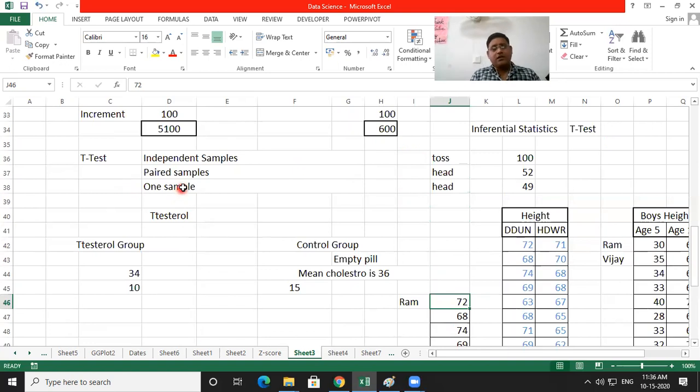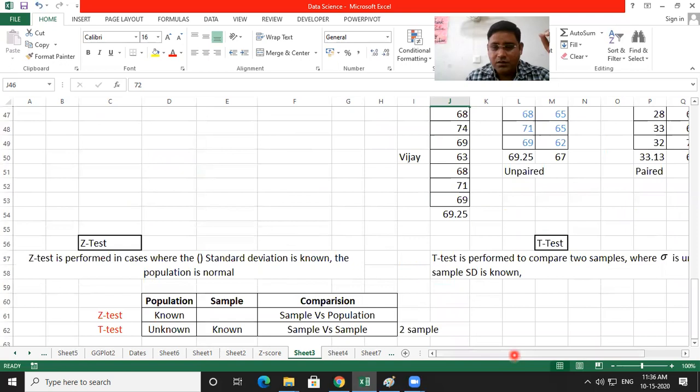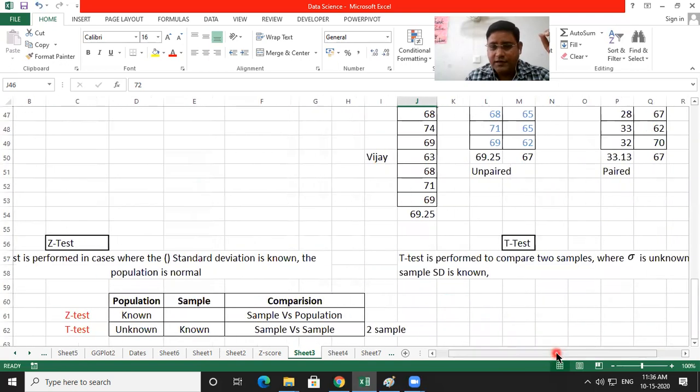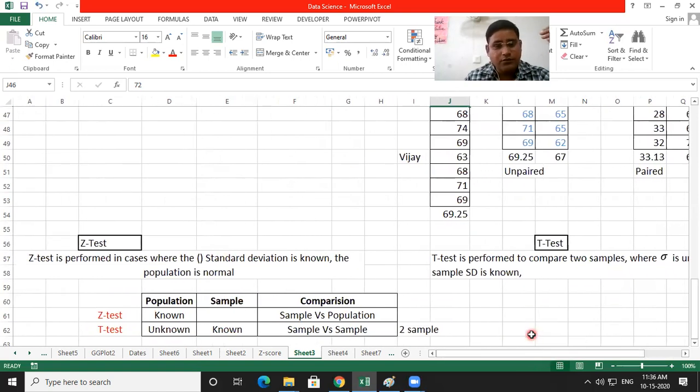Okay, so there are three types of t-test: independent samples, paired samples, and one sample. Now, we get muddled about where to apply z-test and where to apply t-test. It happens when you do analysis. You will get muddled about whether to apply z-test or t-test or ANOVA. How will you find that?